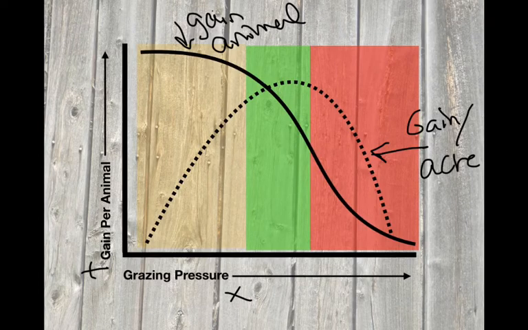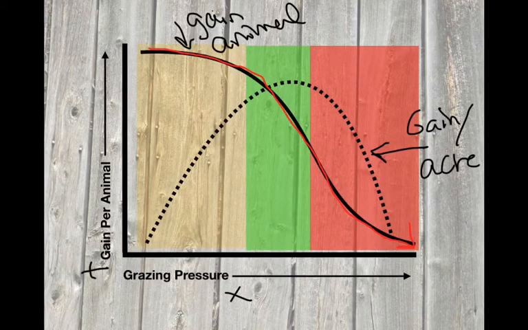Likely not. As we increase grazing pressure, we're going to start to see a drop in the gain per animal, and that's going to continue to drop as grazing pressure goes up. Which makes sense. If we increase the number of animals or reduce the amount of forage availability, we are going to affect the individual animal's gain.